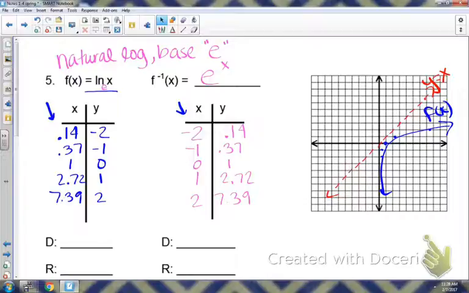And then the other one, we have -2, 0.14, -1, 0.37, 0, 1, 1, 2.72, 2, 7.39. So it's also approaching the x-axis, so every exponential will do that on this lesson. All right, again, domain and range is the same. Okay?